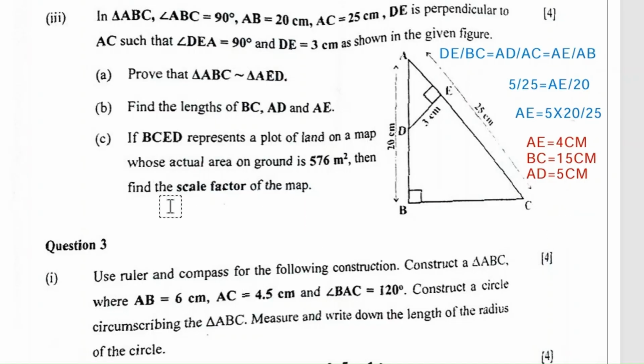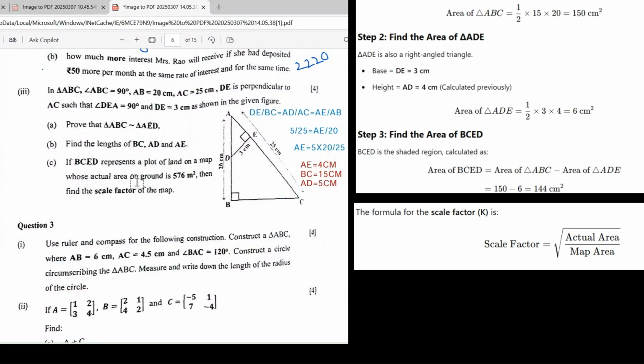Now come to the C part. If BCED represents a plot of land on a map whose actual area on ground is 576 meter square, then find the scale factor of the map. The formula for the scale factor is K equals the square root of actual area divided by map area. Actual area is given as 576. For the map area, we have to find the area of BCED.